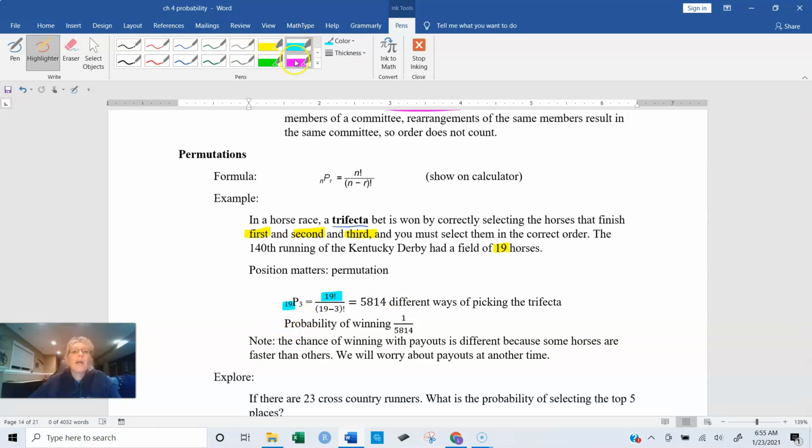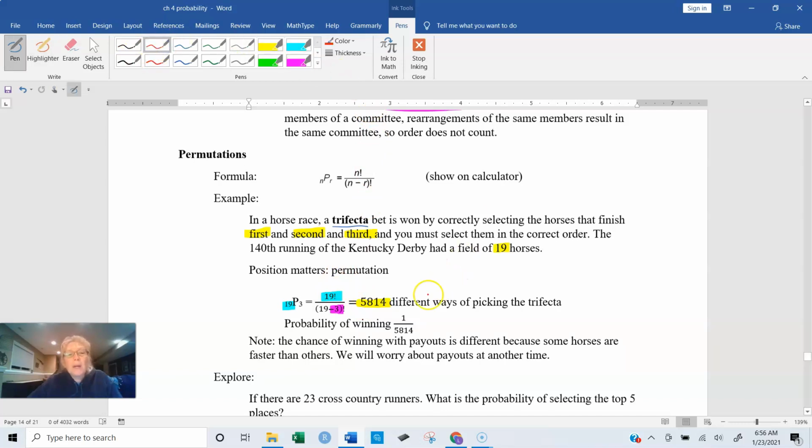We're doing a permutation because order matters. If you come in first, second, or third are very, very different. Can be the same 3 horses, but first place is very different than second place, correct? So that's where this 19 minus 3 comes from. I'm subtracting out the 3 that I have, and I end up with 5,814 different ways of picking the trifecta.